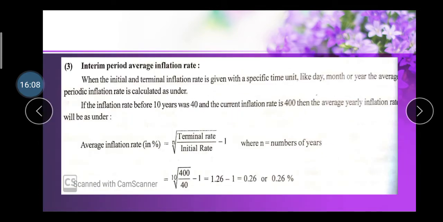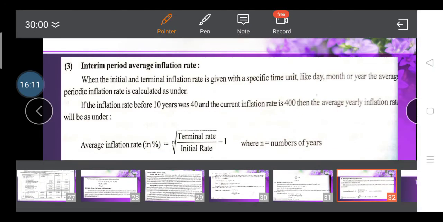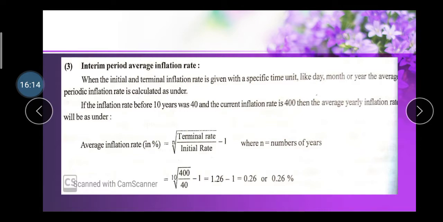Then the interim period average inflation rate. So this is the last topic. When the interim and the terminal inflation rate are given with a specific time unit like day, month or year, the average period inflation is calculated as under. If you have yearly rather than monthly data, for 10 years, 20 years, 50 years, then for calculating the inflation rate: if the inflation rate before 10 years was 40% and the current inflation rate is 400, then the average yearly inflation rate will be as follows. Average inflation rate is equal to the nth root of terminal rate divided by initial rate, minus 1.